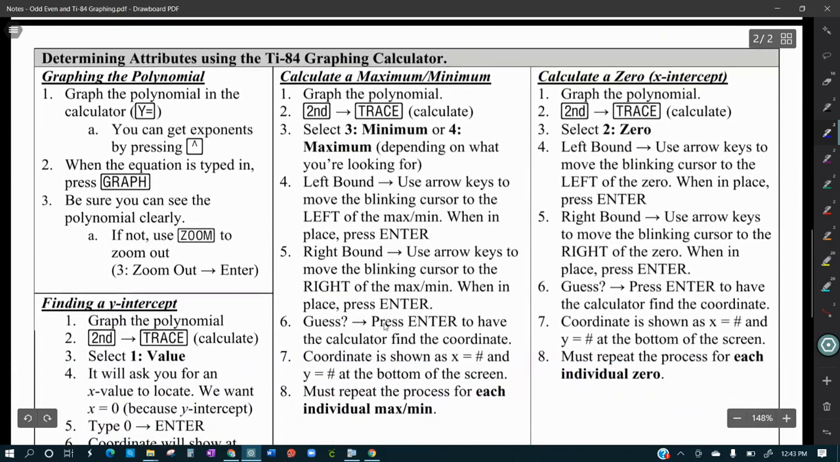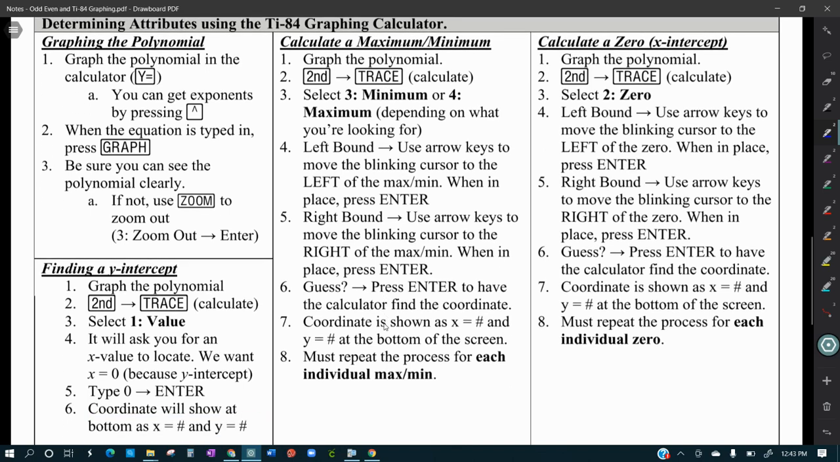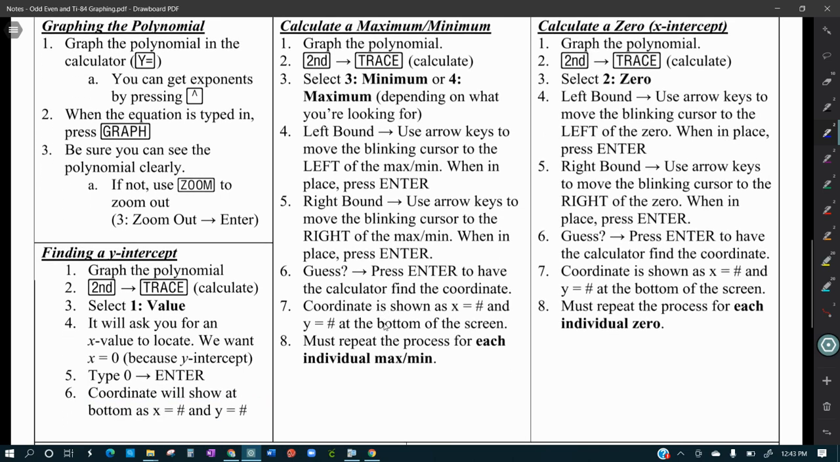Now let's look at determining attributes using the graphing calculator. So not everything is going to give us a graph already, and sometimes we need exact coordinates for max and min, so a sketch isn't going to work. So here are a lot of steps on how to use your TI84 graphing calculator. I'm not going to read these to you. You can pause the video and take a picture, but we're just going to go through these steps on our own.